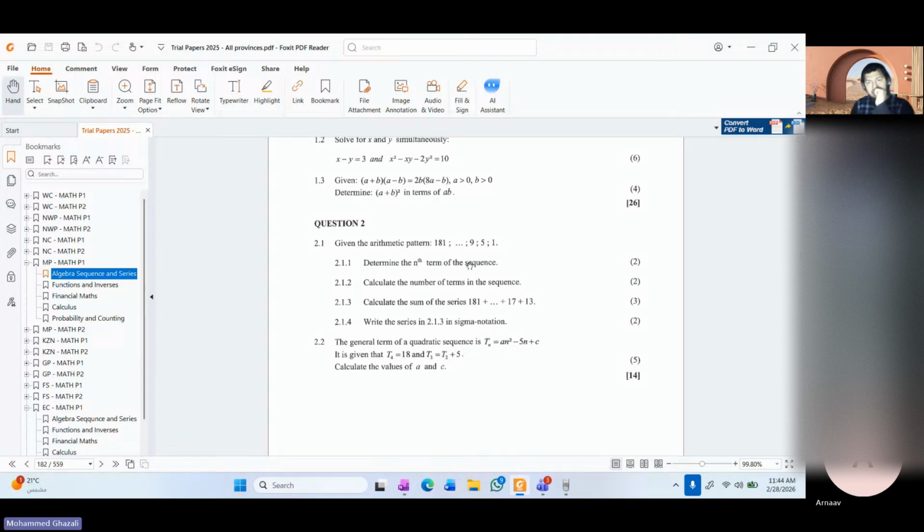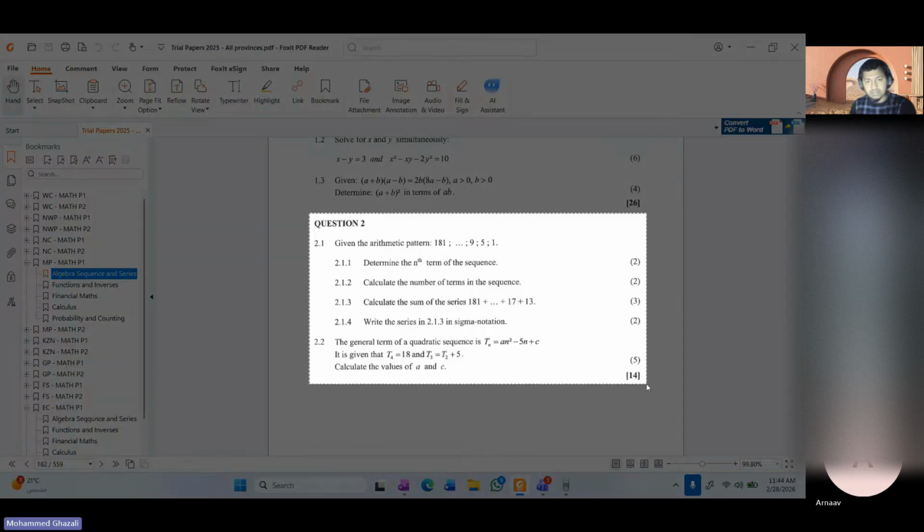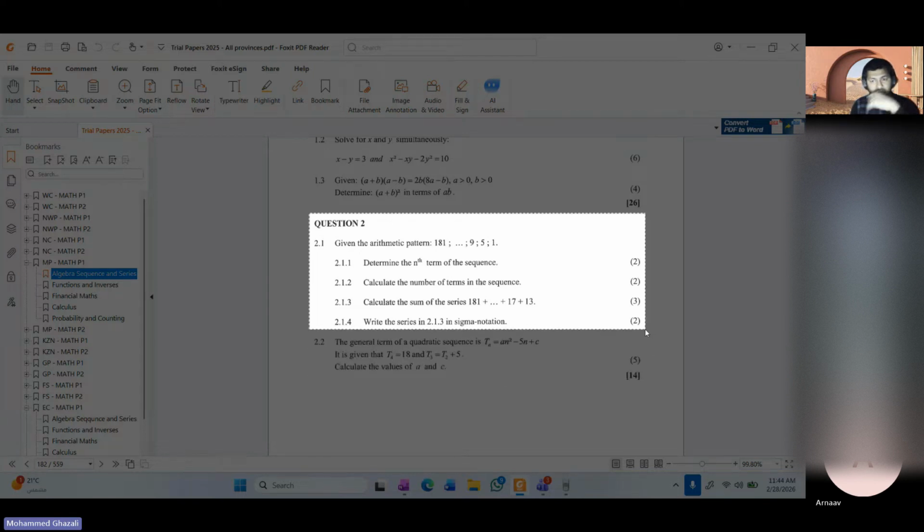Given the arithmetic pattern and term, sum of the sequence, write the sequence in sigma notation. Okay, I'm going to do it very quickly because we have covered problems like this. I want to focus on question 2.2 rather than focusing. Okay, let's just do this very quickly.